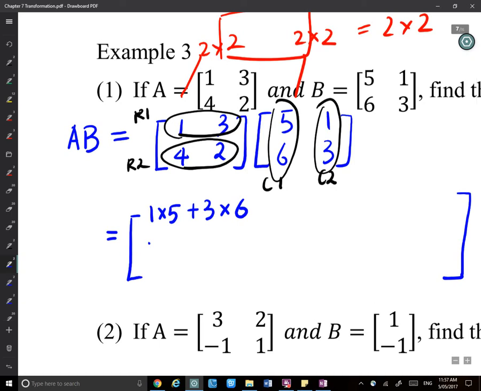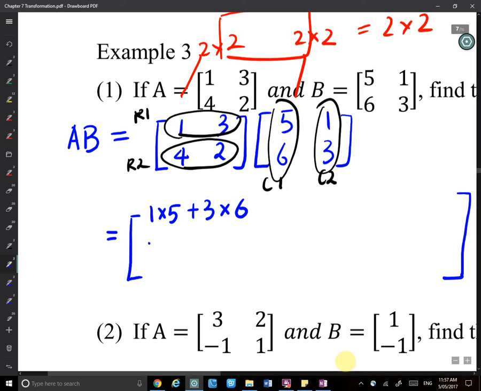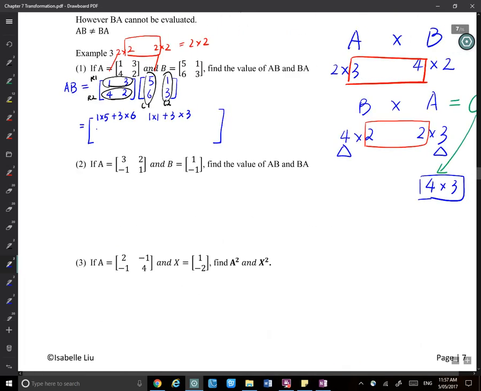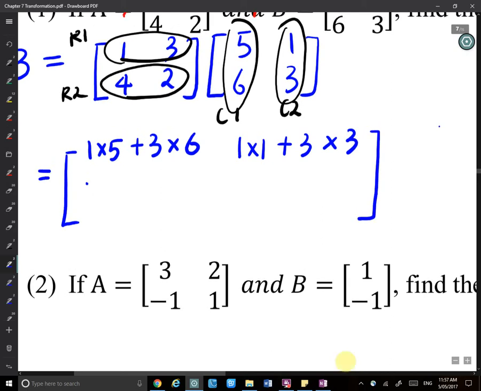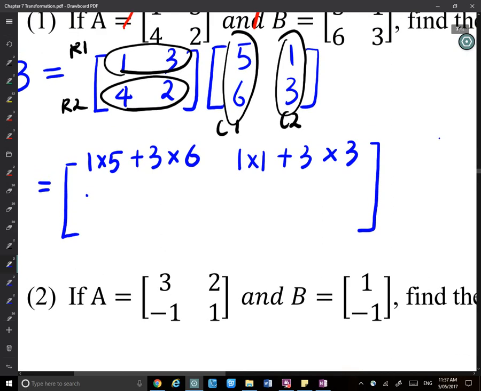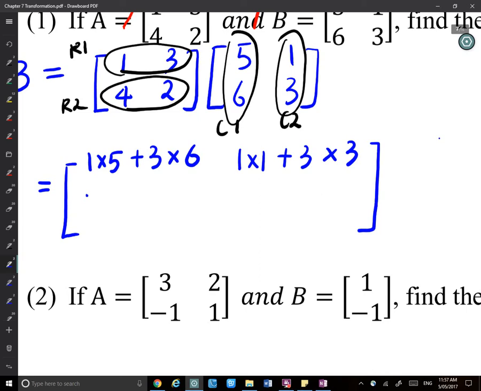And then I will use row 1 to times column 2, and the answer will be put in the row 1, column 2 place. So you use the first number in row 1 times the first number in column 2, plus the second number in row 1 times the second number in column 2. Okay, so row 1 has been timed with column 1 and column 2. Then there's no use for row 1 now.